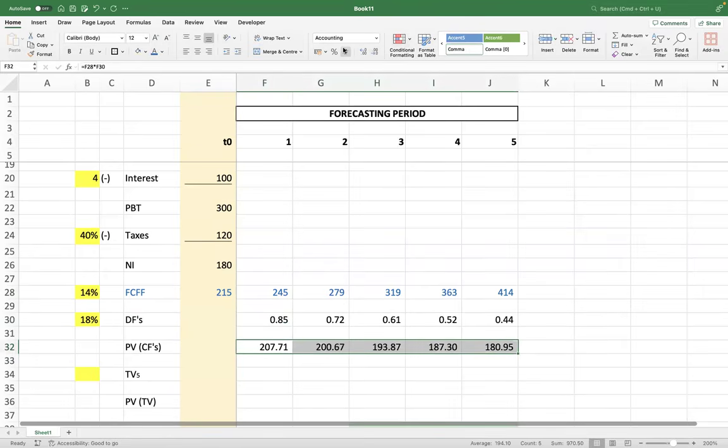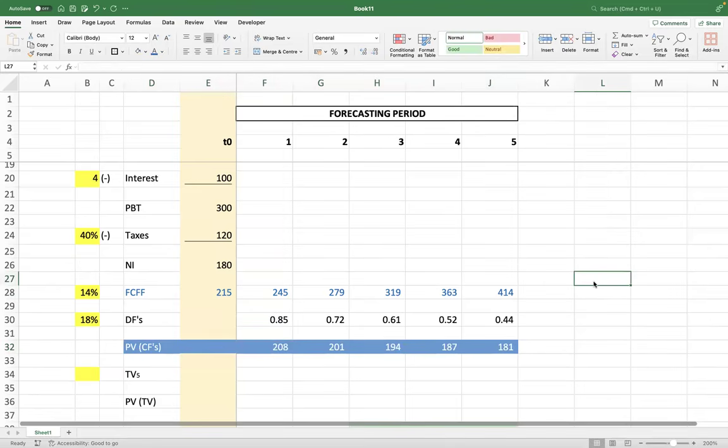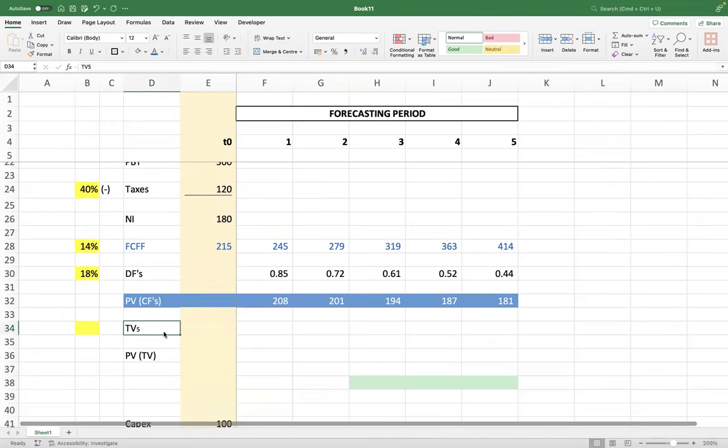But mind you, the exercise is not over yet, isn't it? Why? Because this is just the present value of the cash flows within the forecasting period, but the firm is not going to die off within the forecasting. The firm is going to continue. And I need to find out the terminal value at the end of the 5th year.